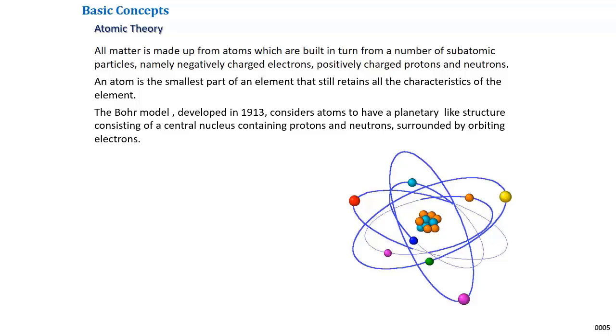The Bohr model, developed in 1913, considers atoms to have a planetary-like structure consisting of a central nucleus containing the protons and neutrons, surrounded by orbiting electrons.